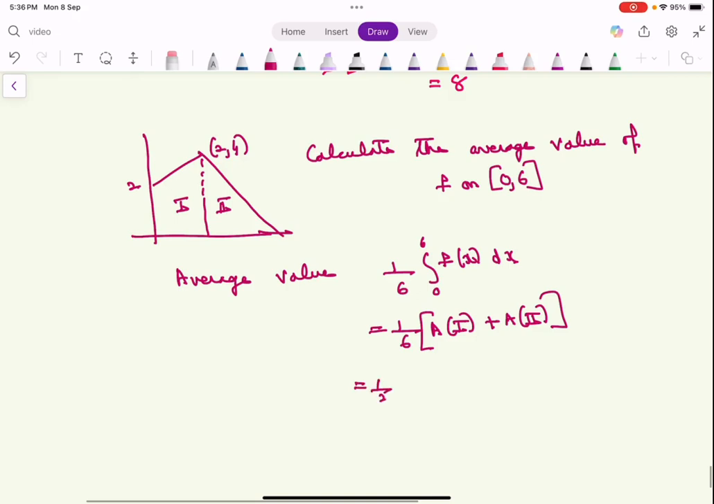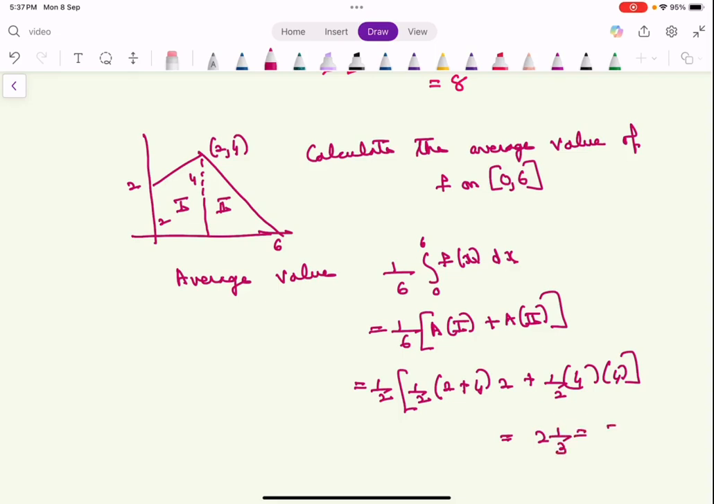And that becomes 1 by 2. Region 1 is a trapezium, so it will be half. The small length, this is 2 here, and this will be 4. So 2 plus 4 into the height. Height is 2. So into 2. And this second area is a triangle, so it is half 4 into 4, because this height is 4 and this will be 6. So 4 into 4. That's the area of the triangle here. So when you simplify, you will get 2 1 by 3, which is 7 by 3. So that completes the problems.